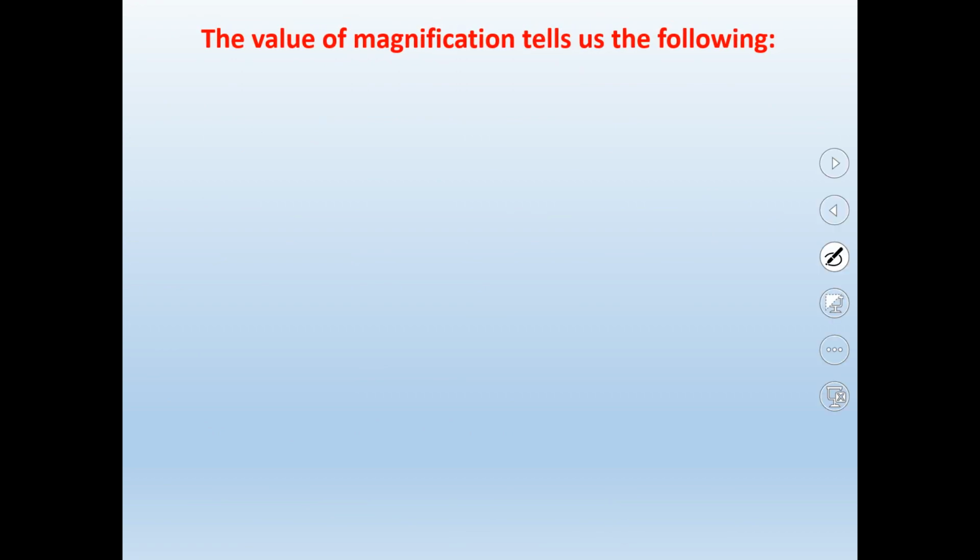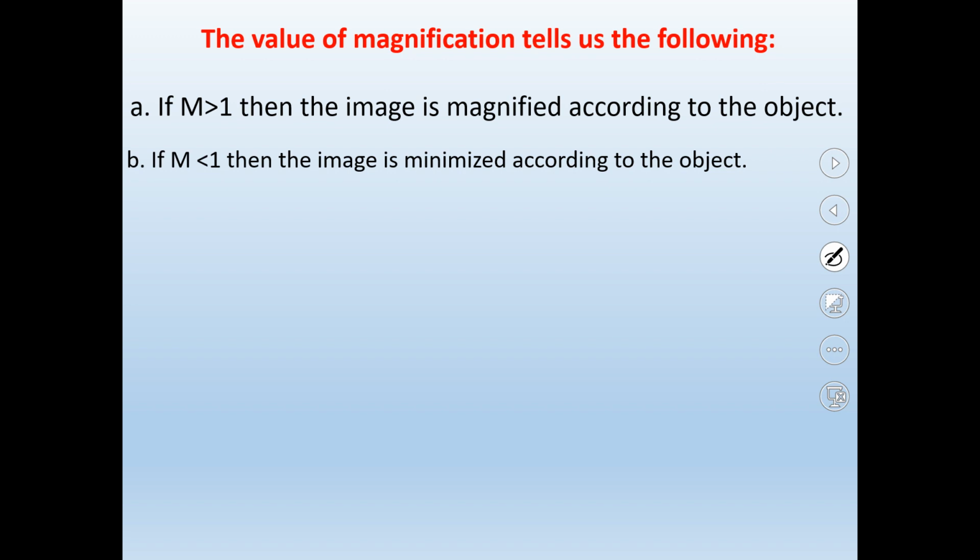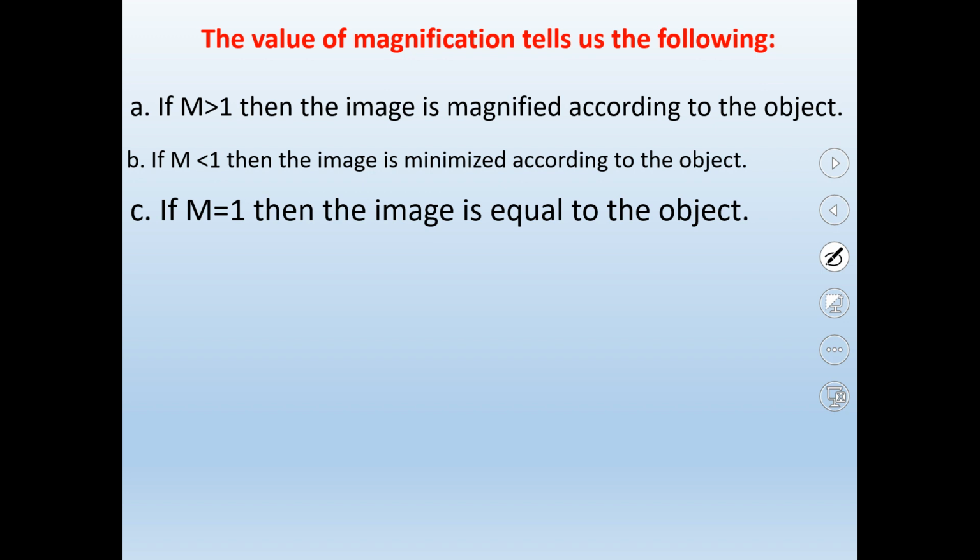The value of magnification tells us the following. If magnification is bigger than 1, the image is magnified relative to the object. Secondly, if magnification is smaller than 1, the image is minimized, smaller, relative to the object. If magnification equals 1, the image is equal to the object, meaning both of them are on the center point.